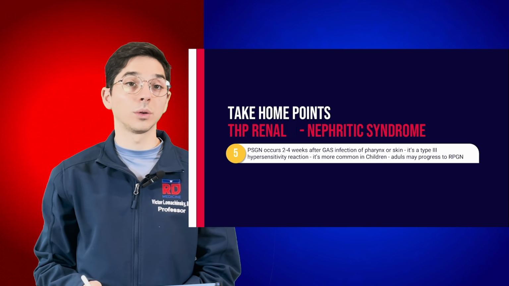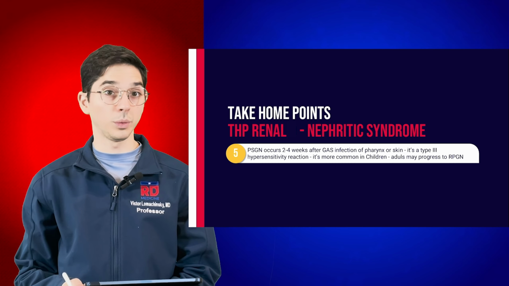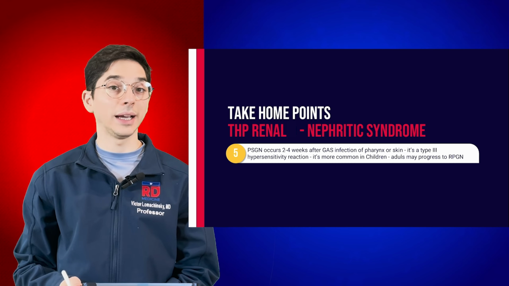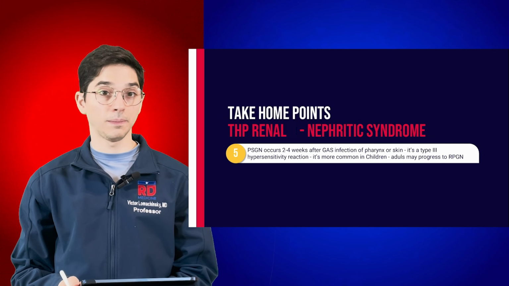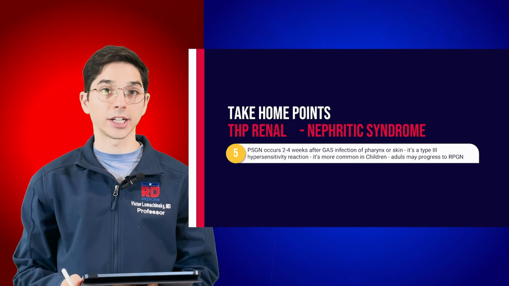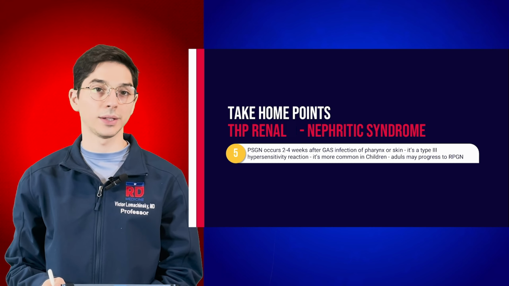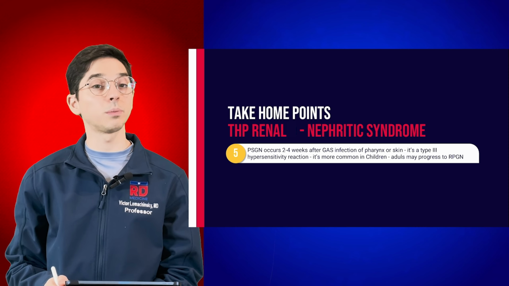Post-streptococcal glomerulonephritis typically develops 2 to 4 weeks following an infection with group A strep. This occurs either in the pharynx or the skin. This condition represents a type 3 hypersensitivity reaction. It's more common in kids, but in adults, it can progress to rapidly progressive glomerulonephritis, which has a poor prognosis and necessitates biopsy.